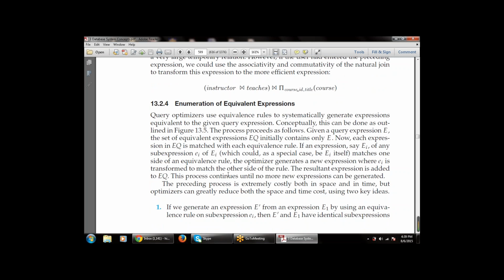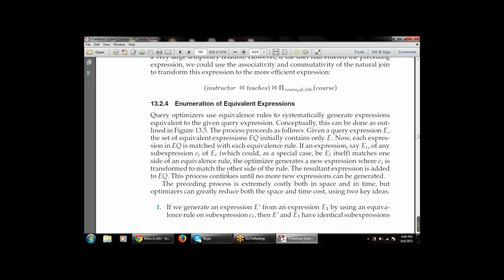Then, how to enumerate equivalent expressions? Query optimizers use equivalence rules to systematically generate expressions equivalent to the given query expression. Conceptually, this can be done as outlined in figure 13.5. The process proceeds as follows. Given a query expression E, the set of equivalent expressions EQ initially contains only E. Now EQ is matched against the equivalence rules.